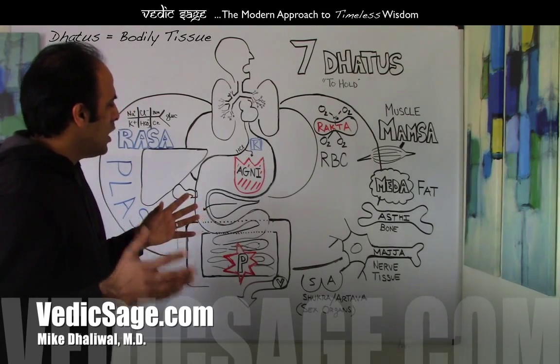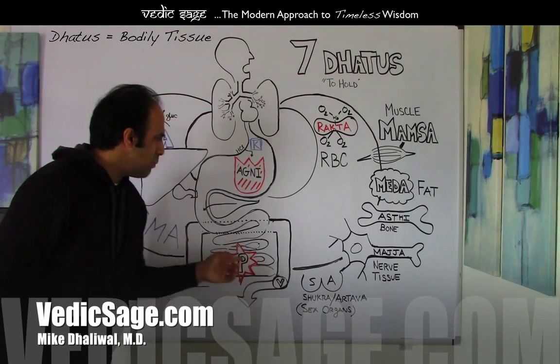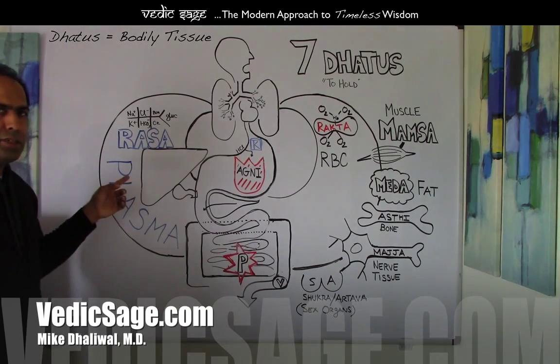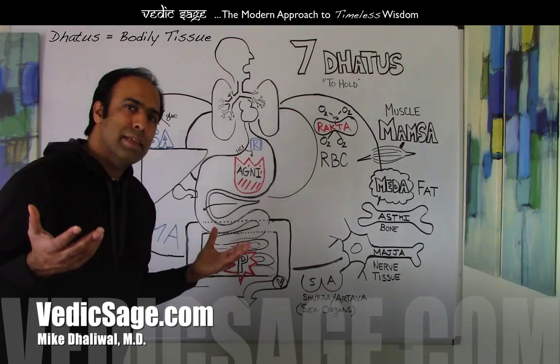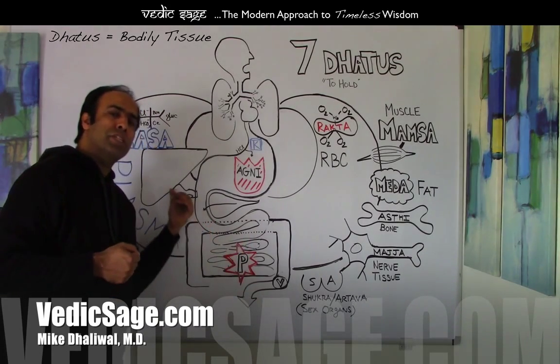So in the next videos to come, we're going to be talking about how the doshas, Vata, Pitta, and Kapha, affect the dhatus, the tissues of the body, and see what signs and symptoms would take place depending on which dosha and which dhatu are affected.